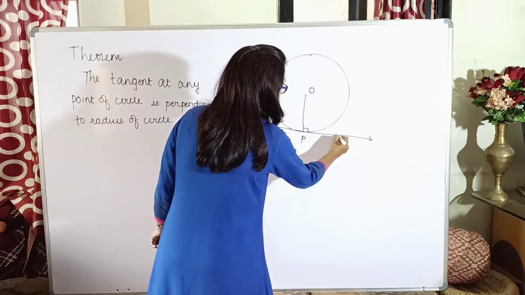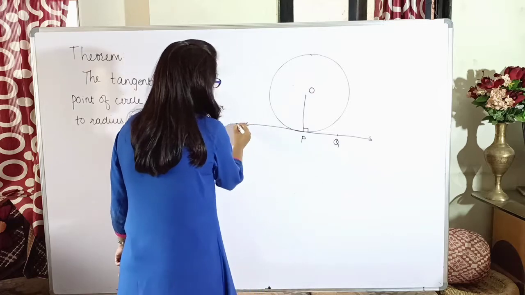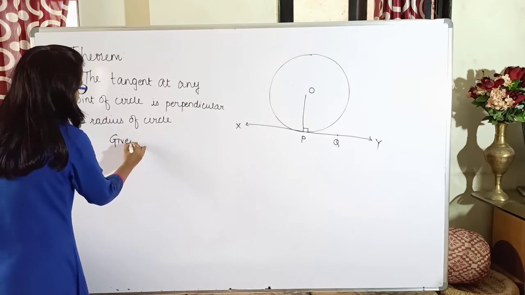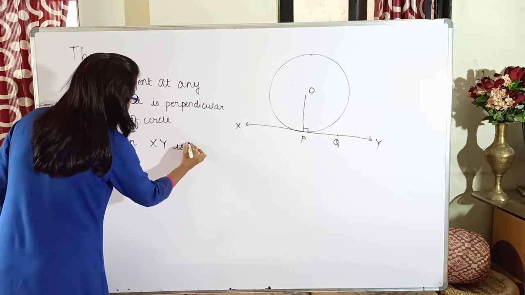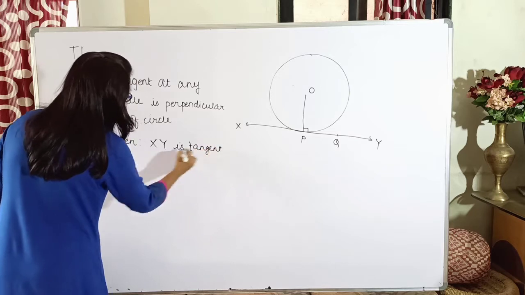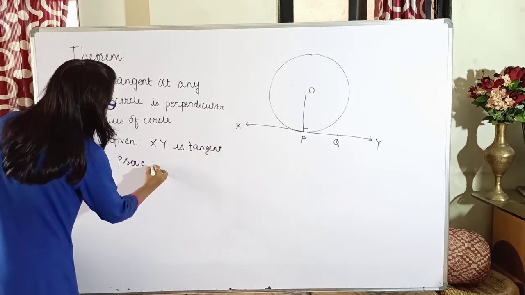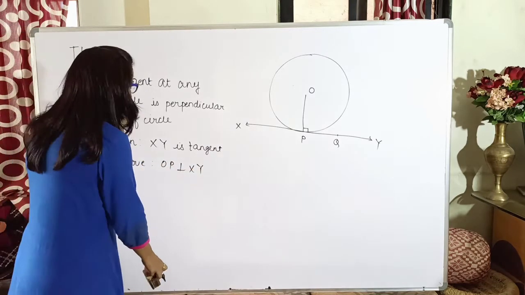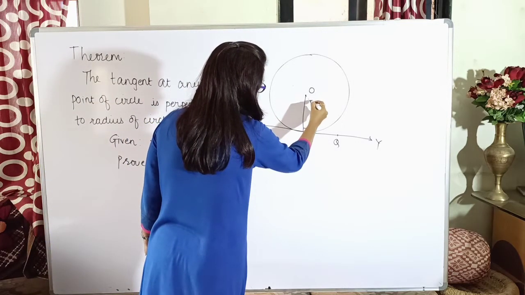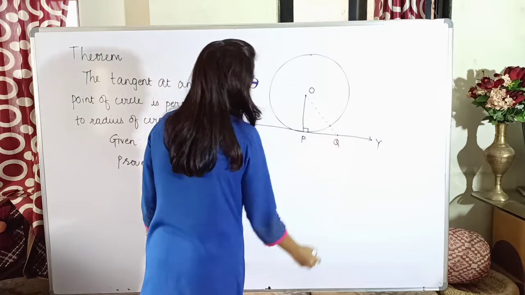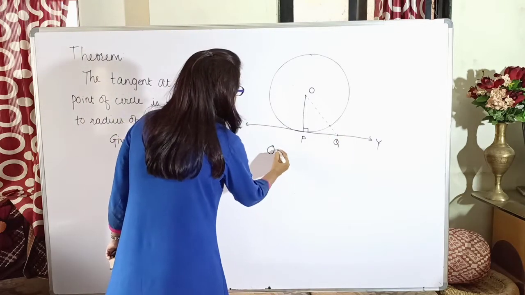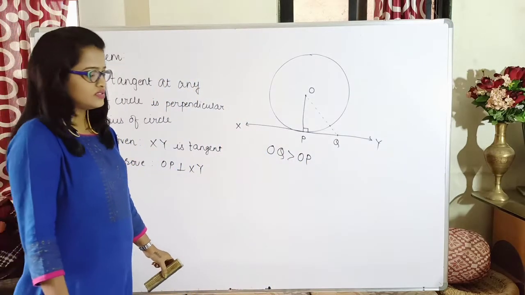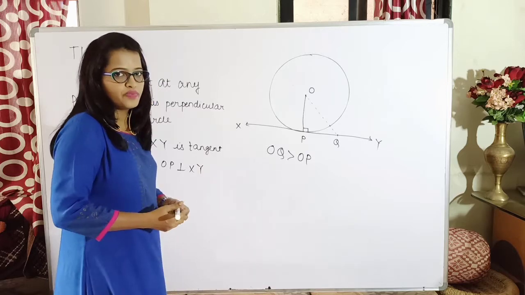Let us consider a point Q on the tangent XY. Okay, so what is my given? XY is a tangent, and I have to prove that OP is perpendicular to XY. So let us take one point Q. Let us join OQ. Okay, so OQ will be greater than OP. Why? Why will distance OQ be greater than OP?